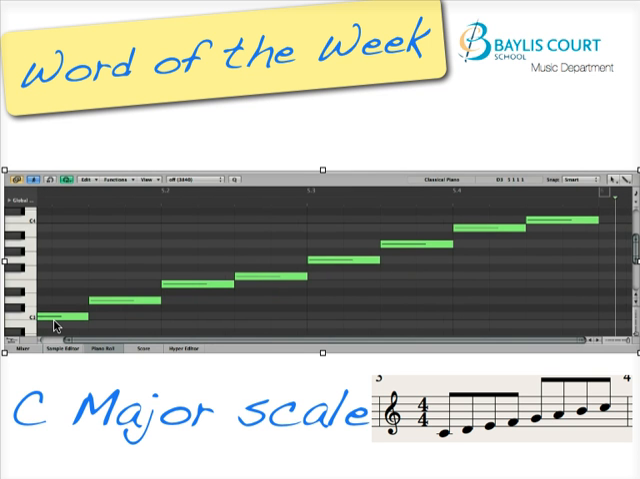And this scale, as you can see, has 7 different notes, and for the 8th note it repeats the first one just an octave higher. We've got C, D, E, F, G, A, B, and then we've got our C again, but it's a higher version of C.